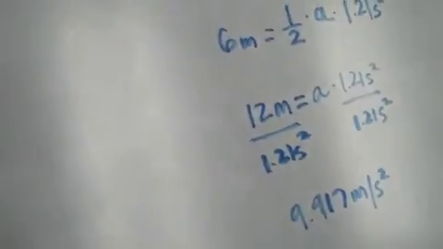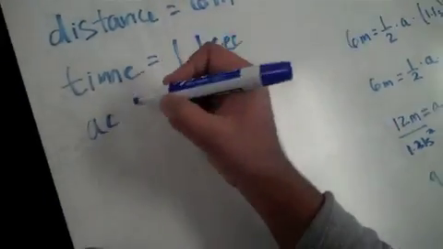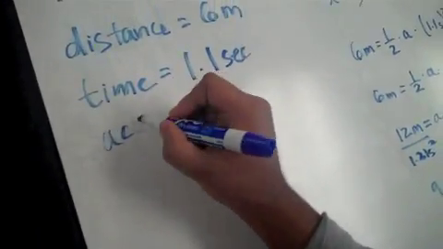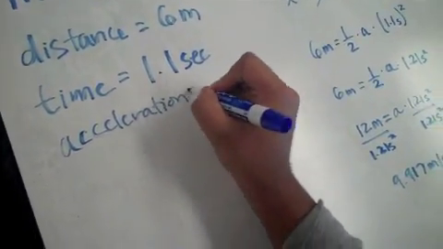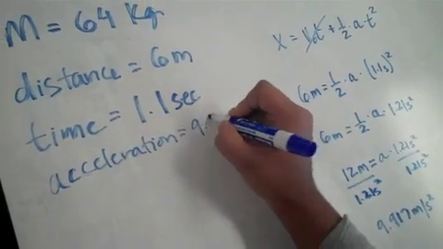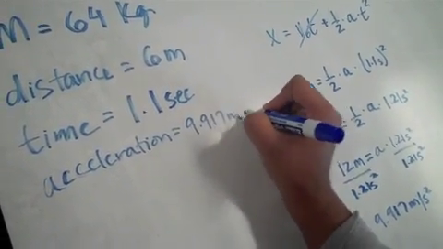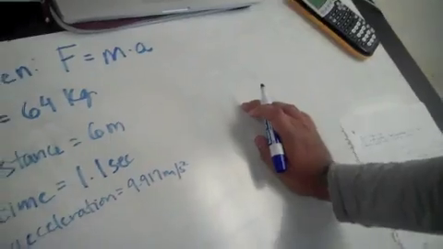So now we can write here, I think we've got all the forces we need. Now we just need the acceleration, 9.917 meters per second squared.